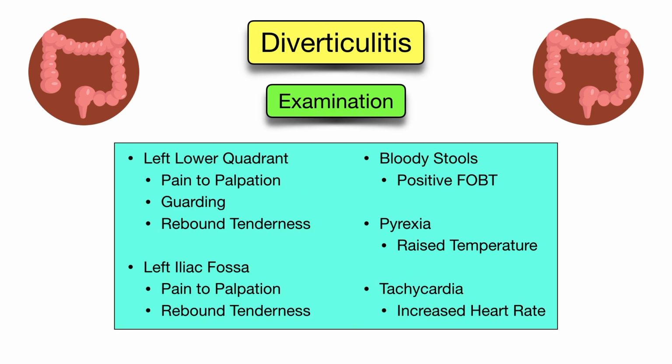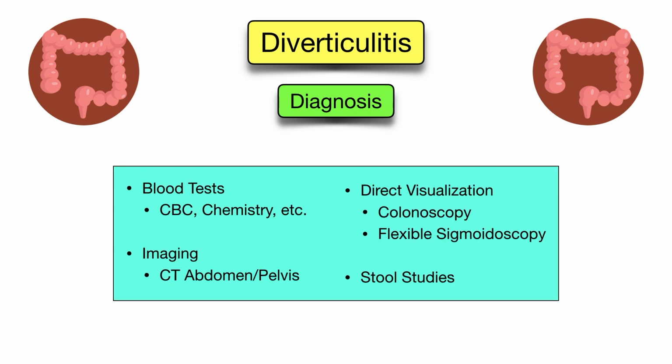On physical exam, a patient with diverticulitis may have pain to palpation, guarding, or rebound tenderness of the left lower quadrant or left iliac fossa. Blood in the stool may be identified with a positive fecal occult blood test, and pyrexia and tachycardia may be present as well. Workup for diverticulitis typically includes a combination of blood and stool tests, along with imaging or directly visualizing it. Blood tests may include a complete blood count, chemistry, liver function tests, lipase, among others depending on the case. Diagnosis of diverticulitis is typically made through imaging or direct visualization. This may include a CT scan of the abdomen and pelvis, or direct visualization from a colonoscopy or flexible sigmoidoscopy.